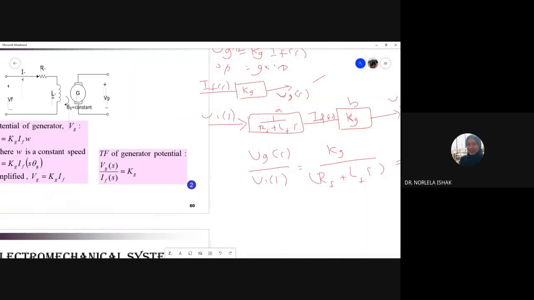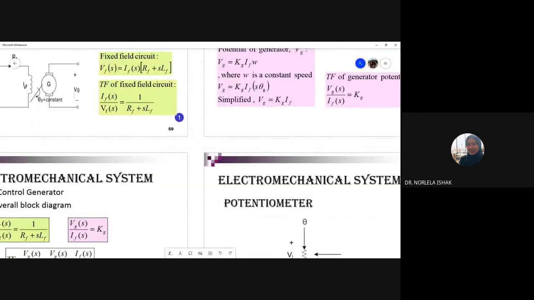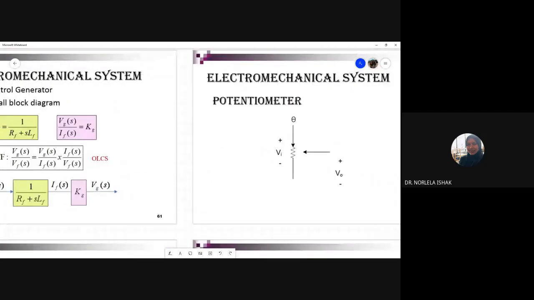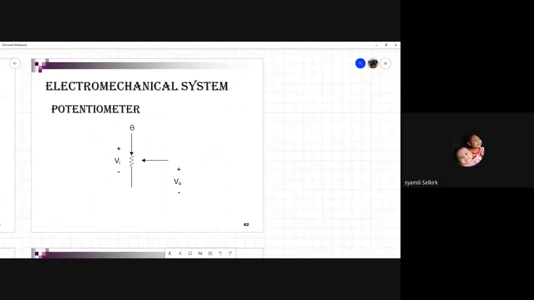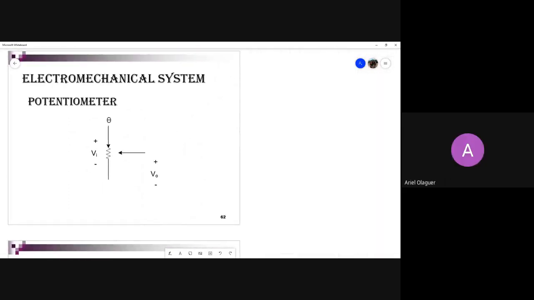Ada soalan? Any question? No. Okay. So far so good? Yes. Senang. Yes, madam. Senang aja kan? Okay, quite simple, right? Okay, quite simple.